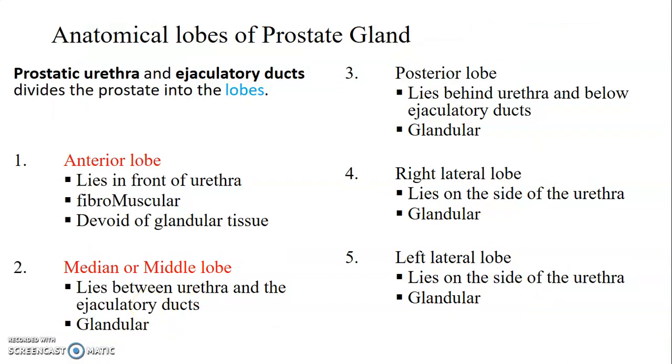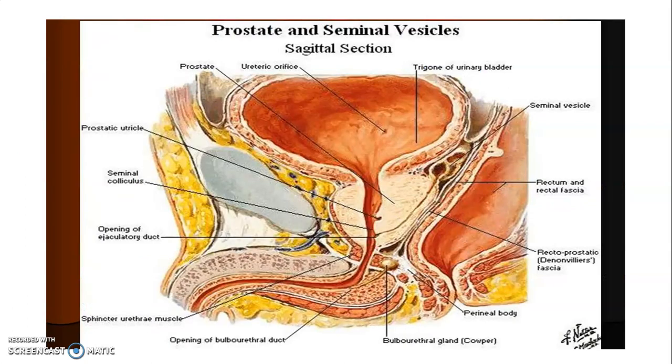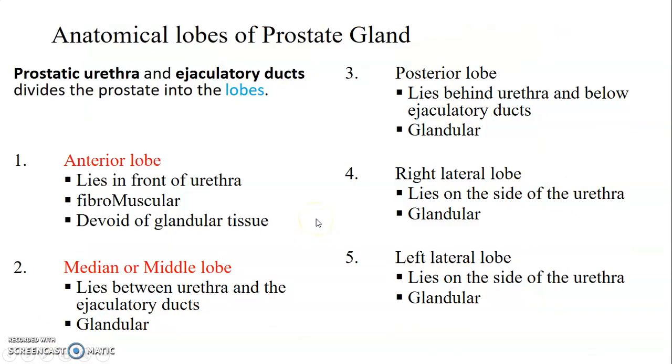The prostatic urethra and ejaculatory ducts usually divide the prostate into lobes. This is the ejaculatory duct. Okay, we'll divide the prostate into different lobes. The anterior lobe lies in front of the urethra, and it's usually fibromuscular and has less glandular tissue, while the median or middle lobe lies between the urethra and ejaculatory ducts, and it's glandular. All lobes are glandular except the anterior lobe, which is mostly fibromuscular.